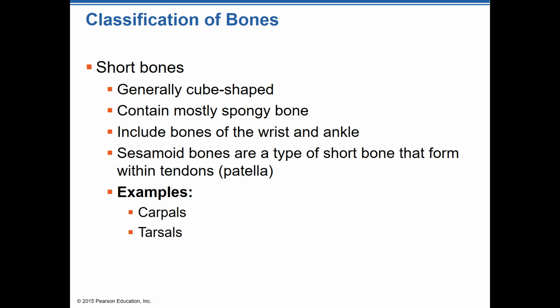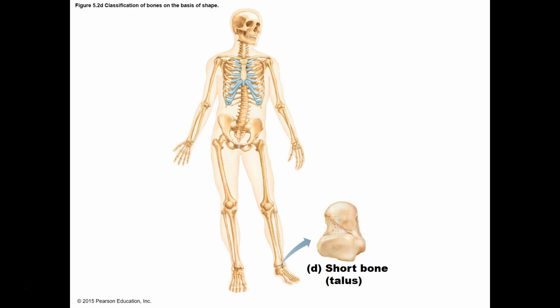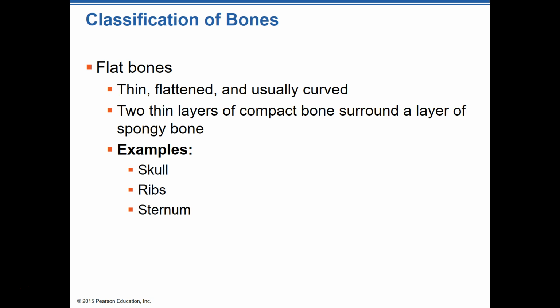Short bones are usually cube-shaped and mainly made up of spongy bone. They include the bones of the wrist and the ankle, and even the sesamoid bones are a type of short bone that's formed within the tendons, and the patella is an example of that. When you think of short bones, think of carpals and tarsals. The bones of the hands and the bones of the feet are the best example of short bones. And there's a picture of it there.